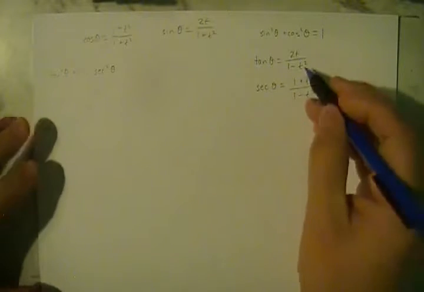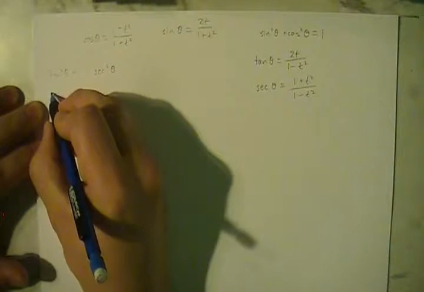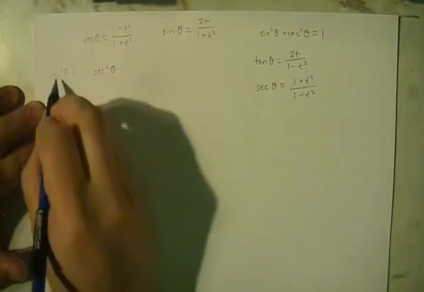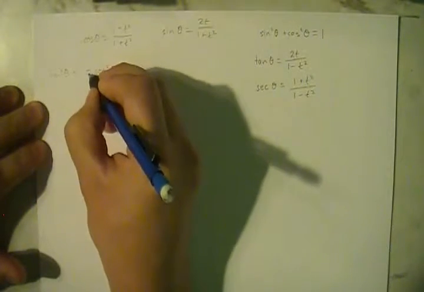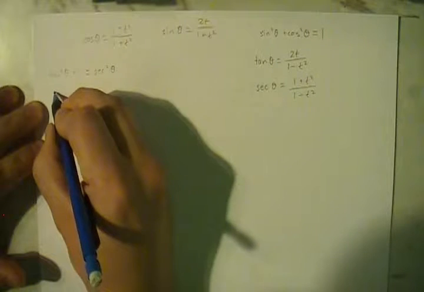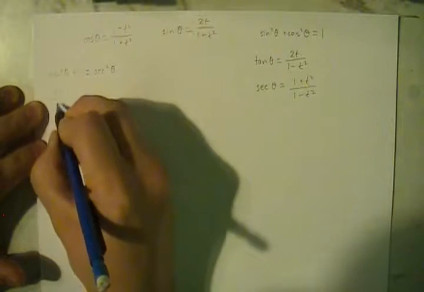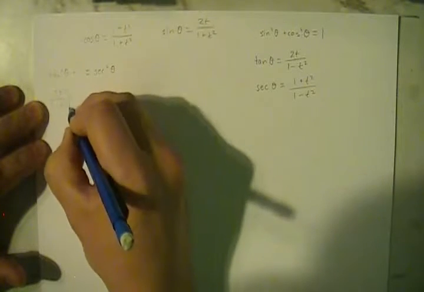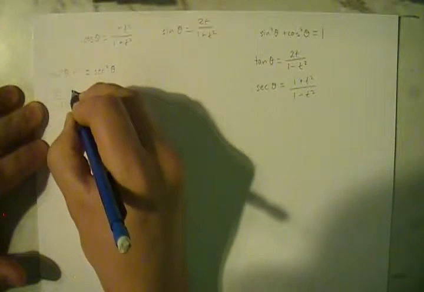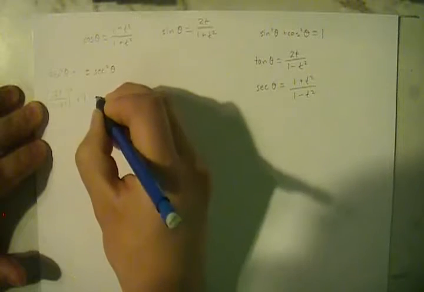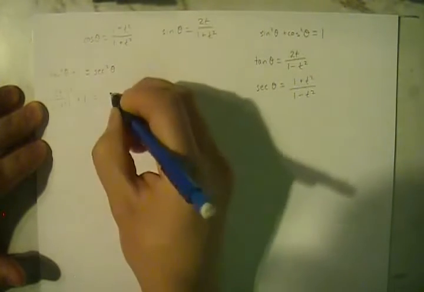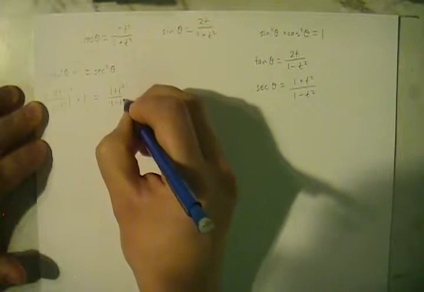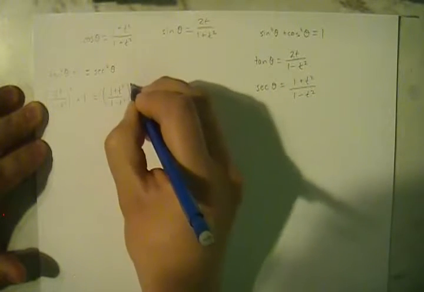So I can take these two functions here, plug them into my formula, my equation, and I should be able to verify that this is true. So let's do that. 2t divided by 1 minus t squared, this is going to be squared, plus 1 is equal to secant squared, or 1 plus t squared divided by 1 minus t squared, squared.